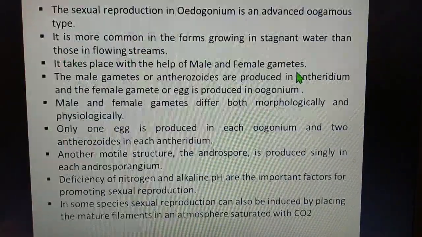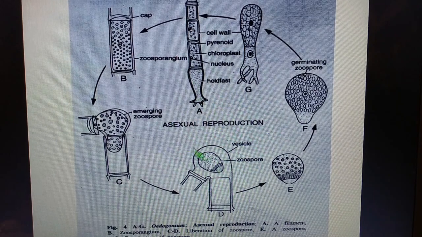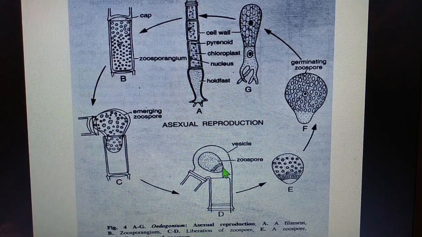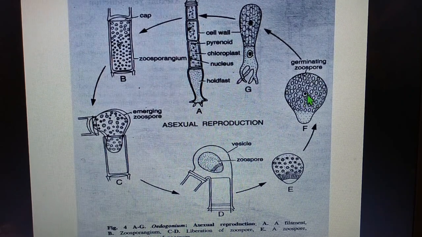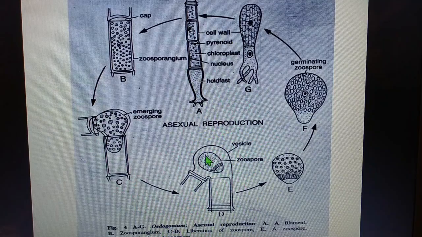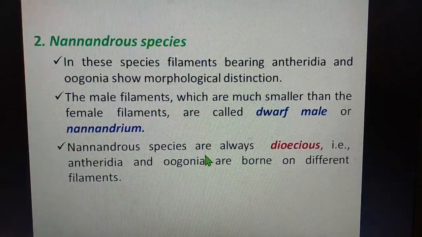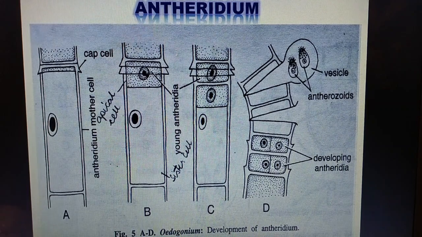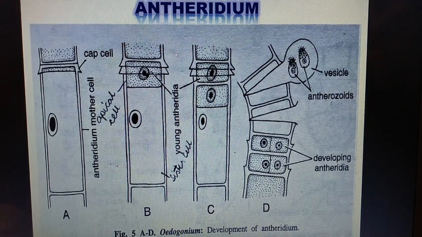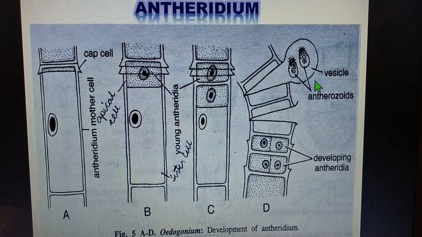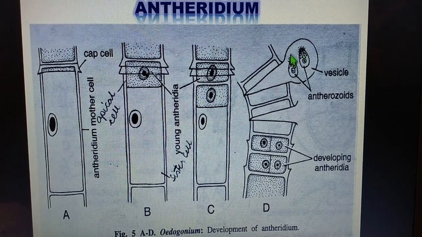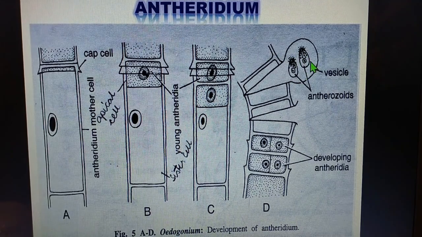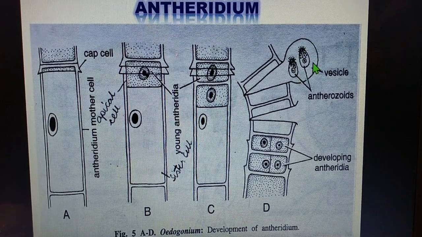Remember in my previous video on asexual reproduction, you can see the zoospores also have so many flagella. It is multiflagellate, it also has a single nucleus, and it is also unicellular. So these antherozoids are similar to the zoospores. Also, it is smaller in size and has few flagella. It is yellowish in color, due to its reduced plastids.